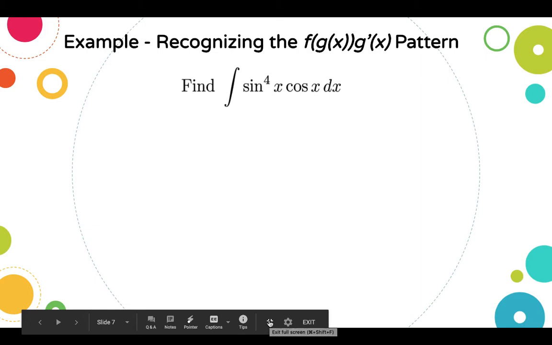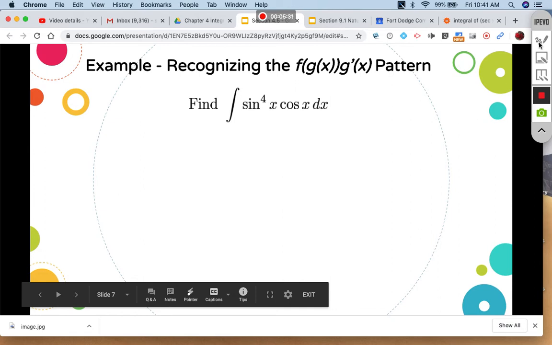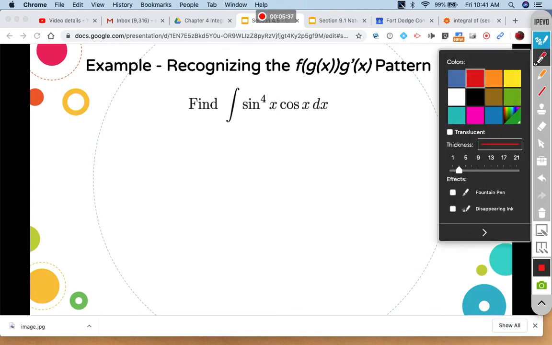Give it a try if you think you're making sense of that. Pause the video and come back when you've got it and want to check, or if it's not making sense and you want to see another example going through this.